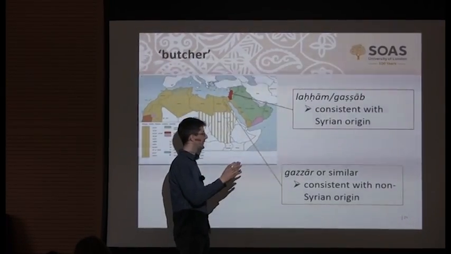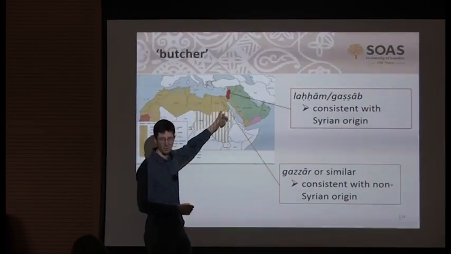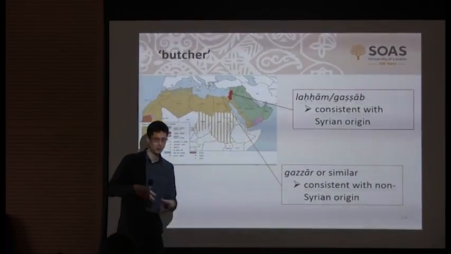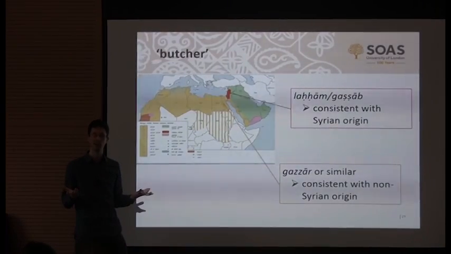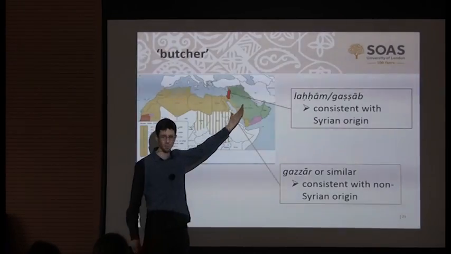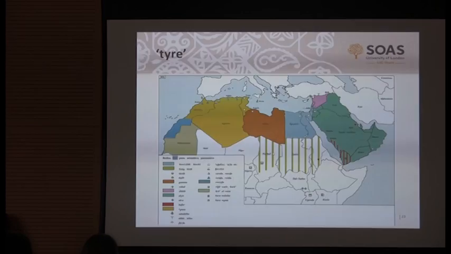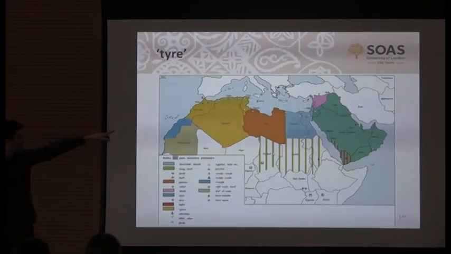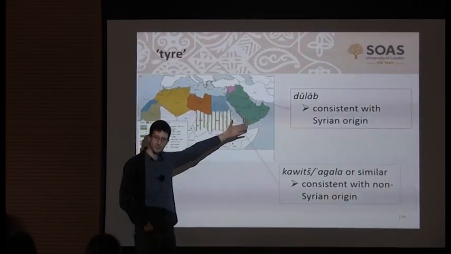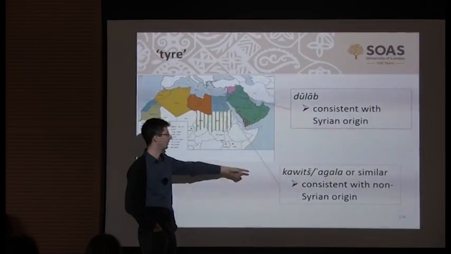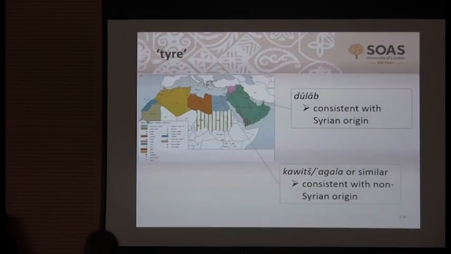But the 3 times I've done it, there's never been more than 1 or 2 that are the expected Egyptian one. There've always been about 2 or 3 where they just kind of give you no good answer, and the rest have been consistent with Syrian origin. So another example, Tyre, okay? You see pink over there, blue over there. If they say something like dulab, consistent with Syrian. If they say something like kowich or agala, it's consistent with non-Syrian.